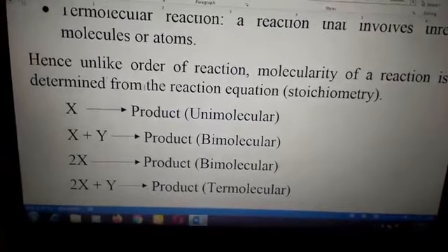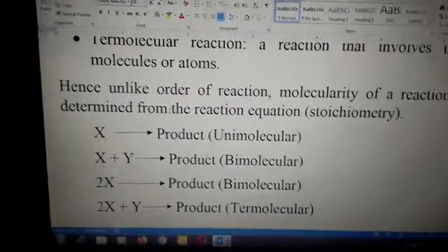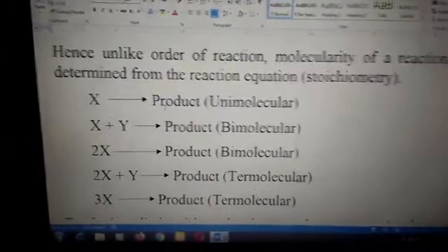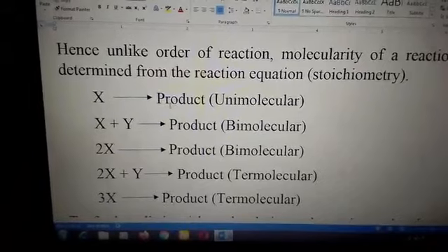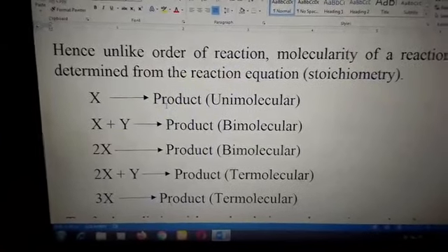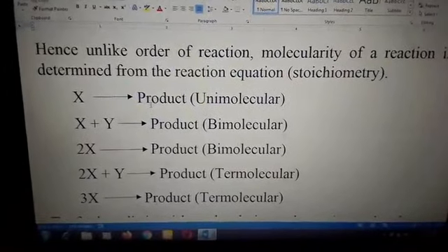We call it, because of one mole of S involved, a unimolecular reaction. Let's take an example, S plus Y giving us product. We have one mole of S and one mole of Y, or one particle of S and one particle of Y, giving us two particles or two moles. We call that a bimolecular reaction.